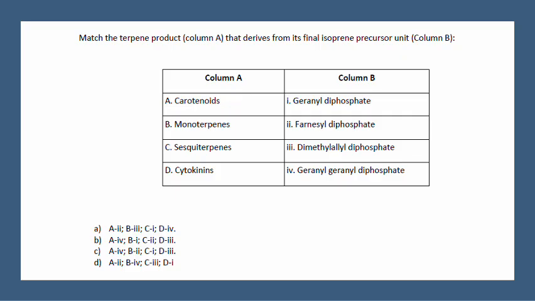The next question is, match the terpene product from column A that derives its final isoprene precursor unit. In column A, you have carotenoids, monoterpenes, sesquiterpenes, and cytokinins. And in column B, you have geranyl diphosphate, farnesyl diphosphate, dimethyl allyl diphosphate, and geranyl diphosphate. Take a couple of minutes, think about this, and then we'll get back to the question.